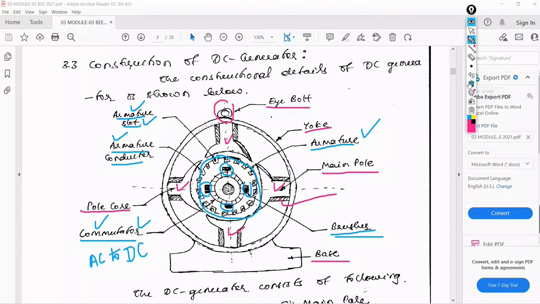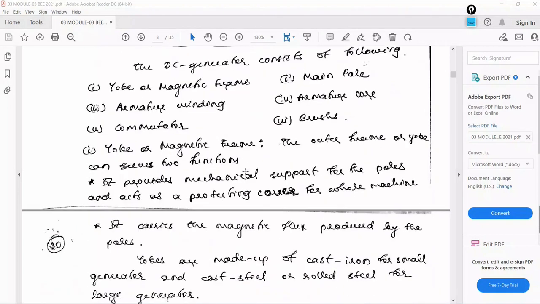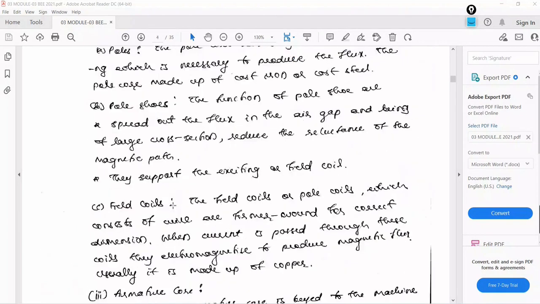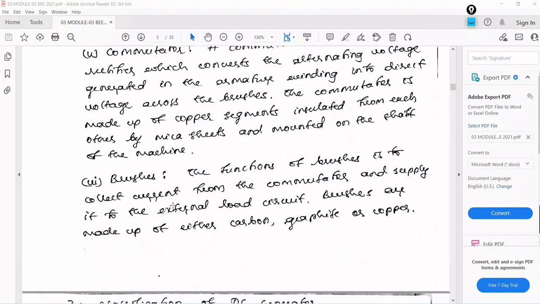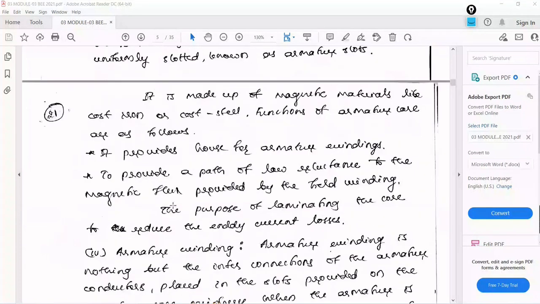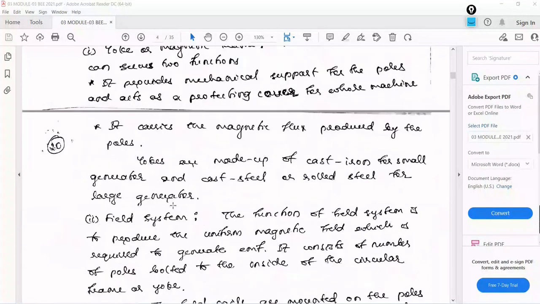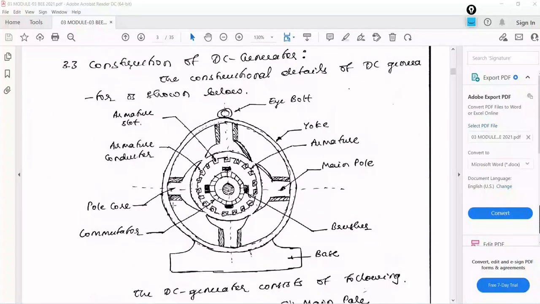Is this clear? Yes, sir. Once you go through the explanation, you will understand the function of all these things. I will repeat the same thing in your laboratory, because in our electrical machines lab we have this DC generator. I will show it and recall all these parts. But you need to copy this diagram in your notes compulsorily.